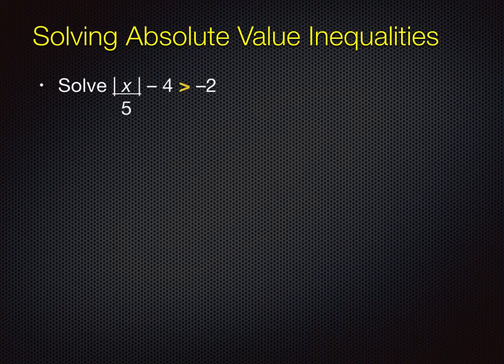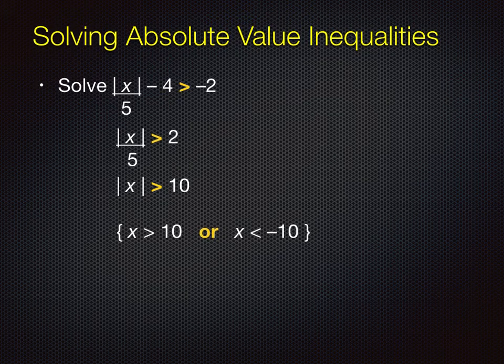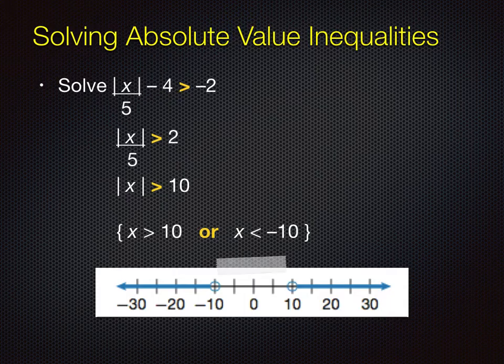Here's one with the fraction and the greater than. First, isolate the variable, add 4 to both sides, multiply by 5 on both sides. And this is going to be a two-piece solution region. X will be greater than 10, that's one part, or x is less than negative 10. Open circles at 10 and negative 10.